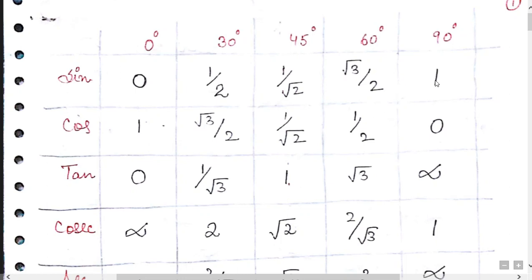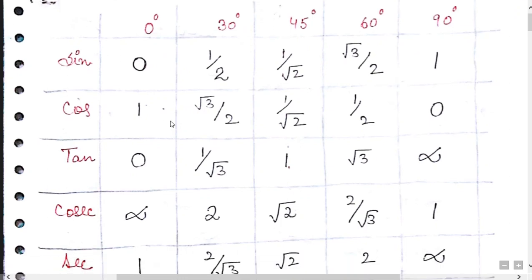Now, change the values: the last value comes first, then the second last, the third as it is, the second at the 4th position and the first at the 5th position. Interchange the positions in the second row, that is cos. Basically sine is an increasing function, it increases from 0 to 1, and cos is a decreasing function, it decreases from 1 to 0. Then divide the values. By dividing you will get the value of tangent. 0 divided by 1 is 0. Then 1 over 2 divided by square root 3 over 2. Similarly, you can calculate all the values.